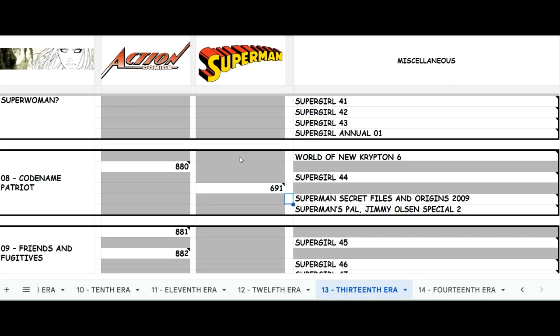And at the end of this, I'd strongly recommend reading Superman Secret Files and Origins 2009. This has got no branding and is marked with triangle 0 randomly. After that, I'd recommend reading Superman's pal Jimmy Olsen special number 2, which doesn't have any branding but is marked as triangle number 5.